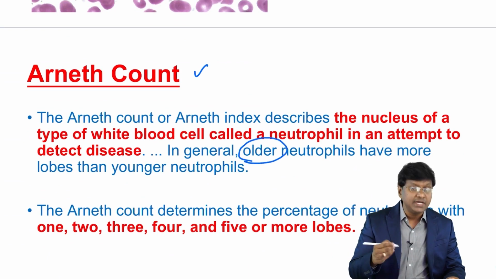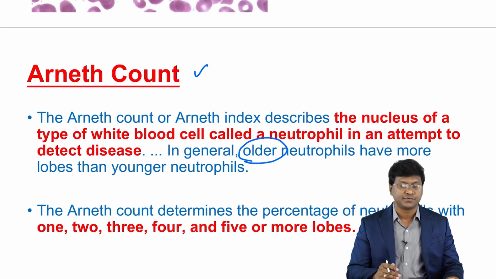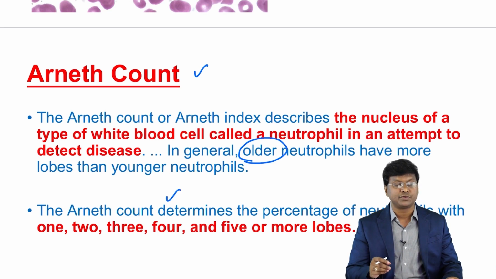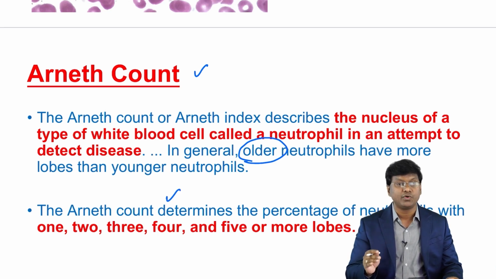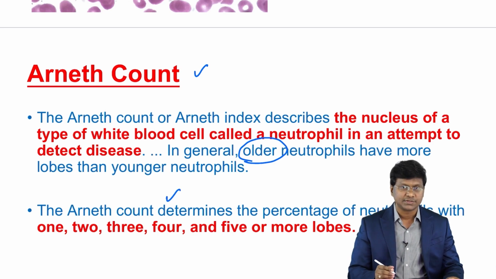Remember, older neutrophils have more lobes compared to younger neutrophils. The Arneth count determines the percentage of neutrophils with 1, 2, 3, 4 and 5 or more lobes. So that is about the Arneth count.